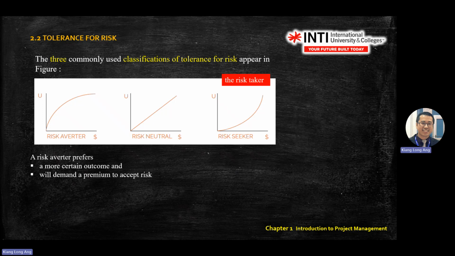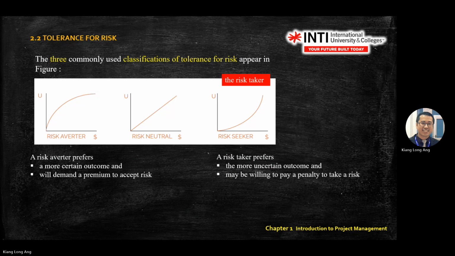Right? You want to have some backup plan, so you will put more money into your budget. For risk takers, if you have a more uncertain outcome, they are willing to pay the penalty at the risk, so they will make sure the project succeeds, and sometimes they will go through the back door and do some funny things. They will take risk for the success of the projects.